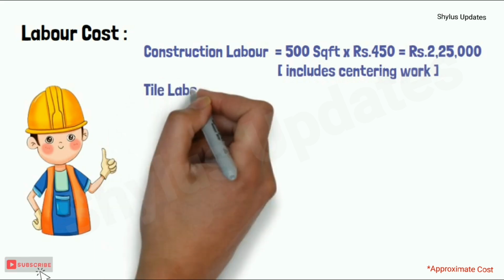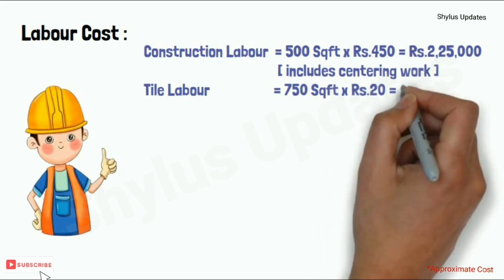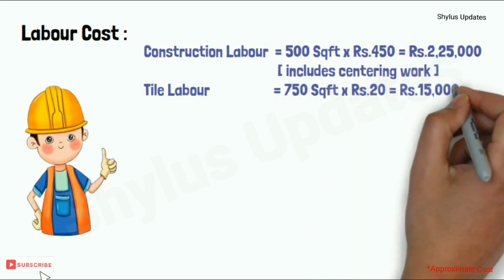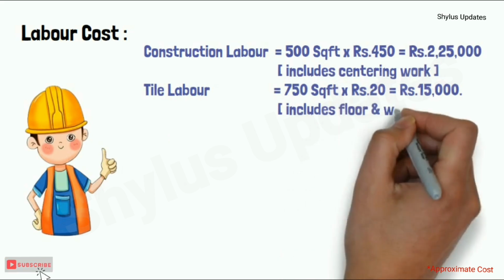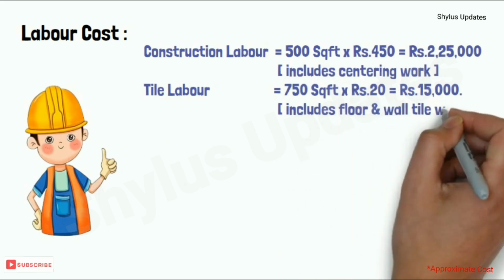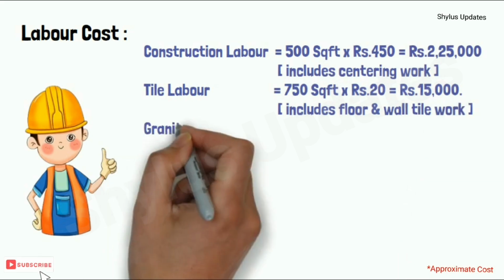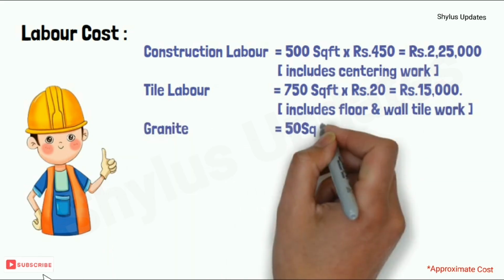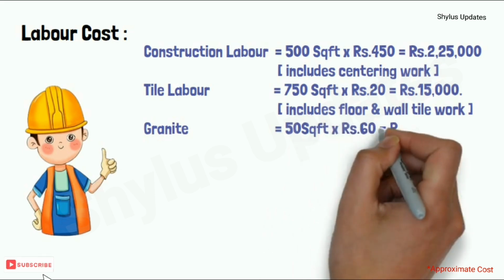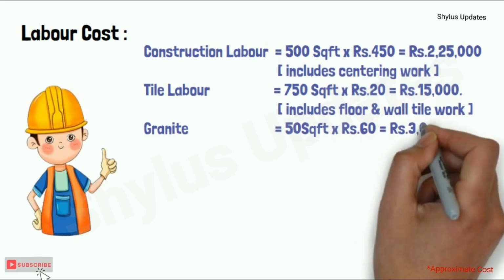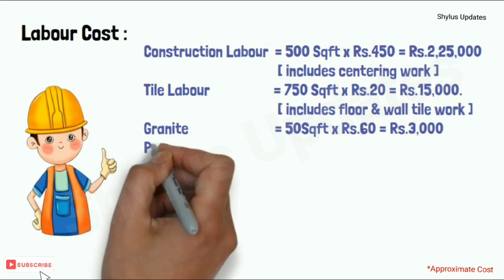Tile labor cost. Tiling work is done for 750 square feet. Tiling labor cost would be rupees 20 per square feet. When you multiply 750 square feet into rupees 20, you get rupees 15,000, which includes flooring and wall tile work. Granite labor cost. Granite work is done for 50 square feet. The labor cost for granite work is rupees 60 per square feet. When you multiply 50 square feet into rupees 60, you will get rupees 3,000.